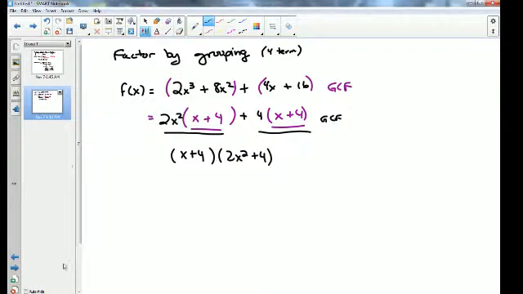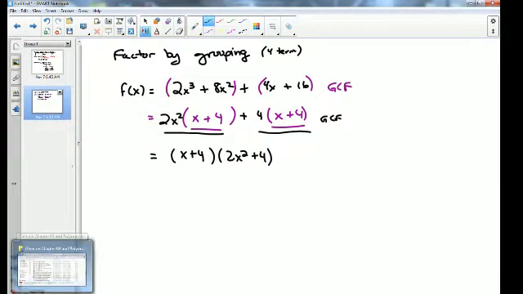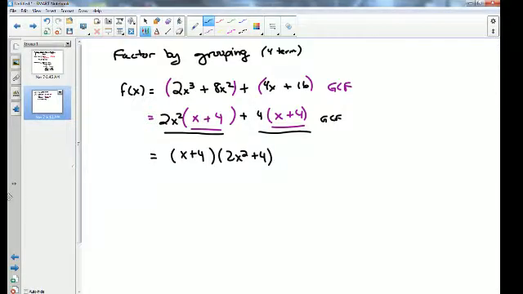Right, so this is an exercise in greatest common factor group factoring. So you just do that. You do it twice. Try to make them the same with the first step, and then pull the same thing out the second step, and you've got your factored polynomial.